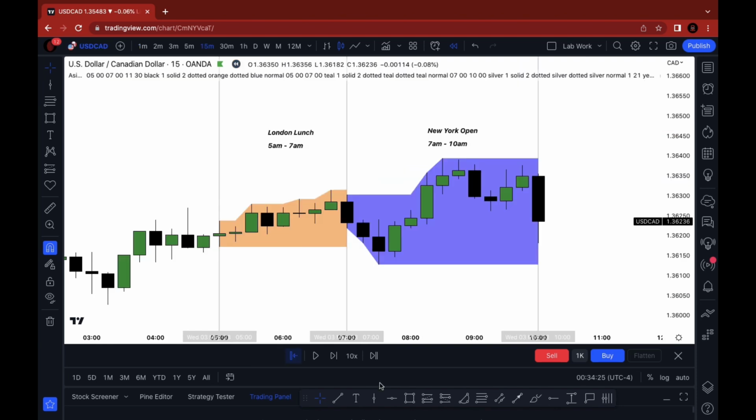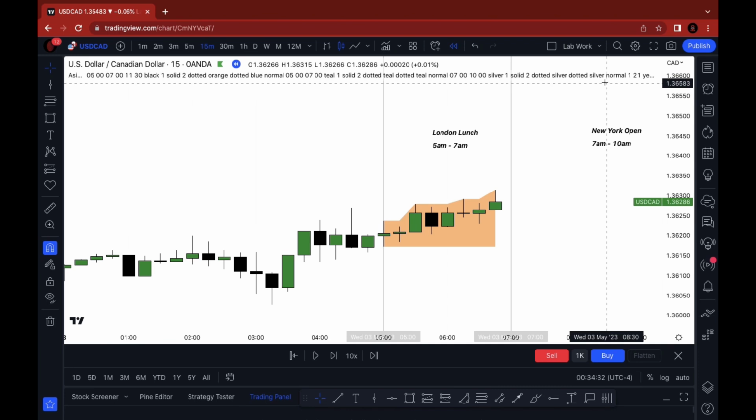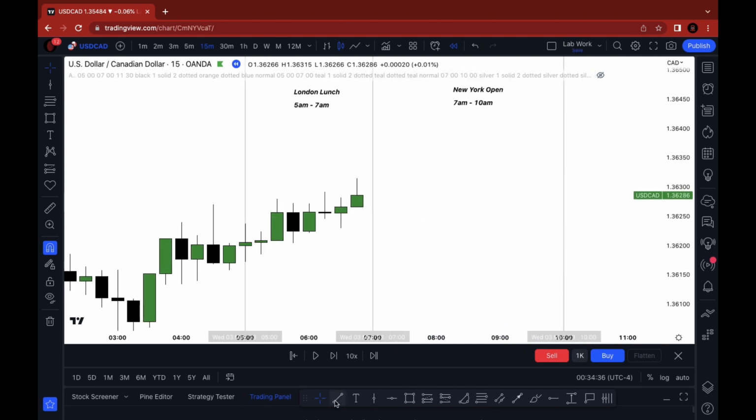Following the steps, we'll look back during the London lunch session to find the buy side and sell side liquidity. So just prior to 7 a.m., we're going to go back and find where the buy side and sell side resides. So we can see the highest high just before 7 a.m. is going to be this candle here. So we're going to mark that off as our buy side liquidity.